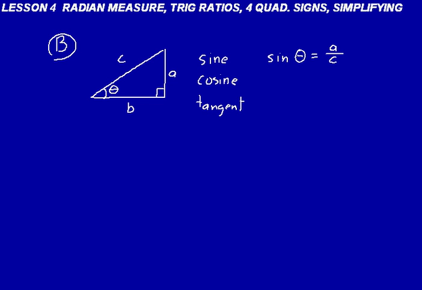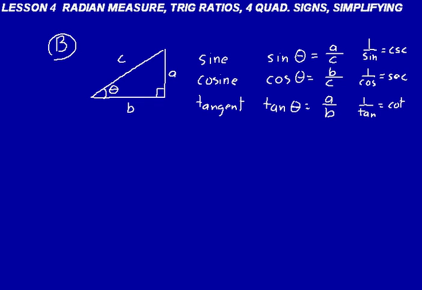And cosine theta, we just abbreviate that cos theta. That's equal to the adjacent side B over the hypotenuse. And then tangent theta, we just abbreviate that tan theta. That's equal to the ratio of the opposite to the adjacent, A over B. Recall that we also have reciprocal functions: cosecant, secant, and cotangent. All of these relationships would be good to put in your spiral notebook. Hopefully you remember sine, cosine, and tangent well enough from advanced mathematics that you already have those memorized.